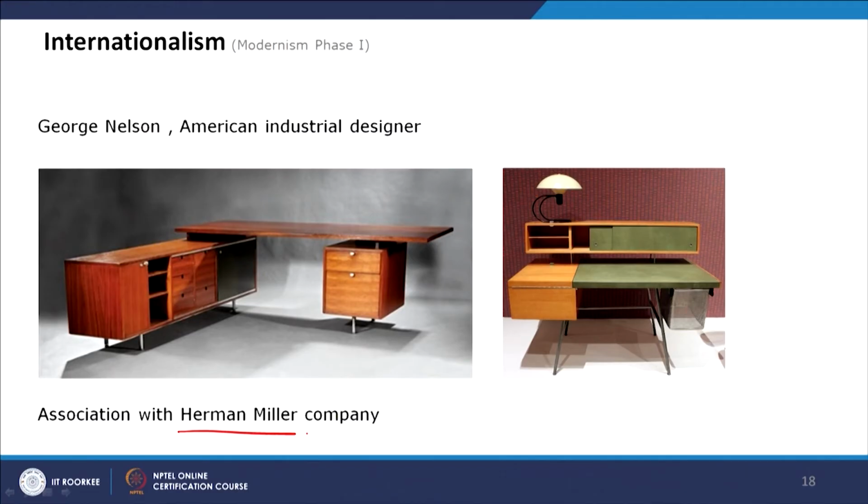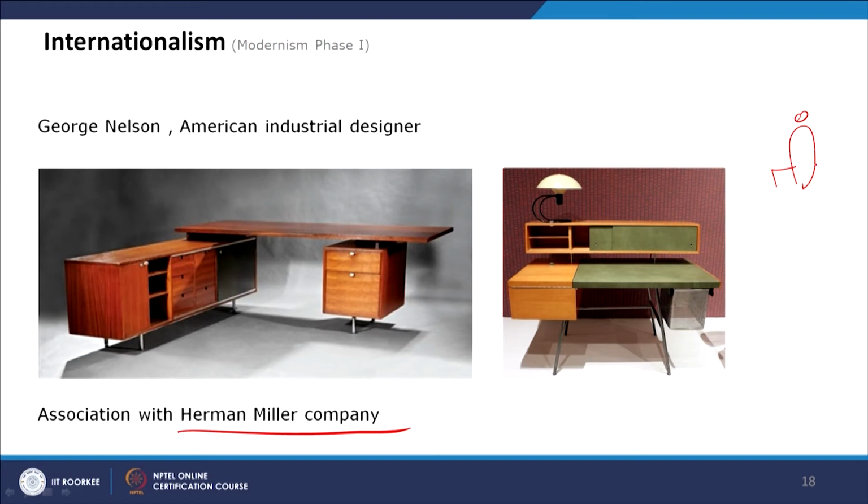Now he was also associated with the Herman Miller company, which has many other famous designers like Noguchi, who was also associated with this company. This Herman Miller company also designed the famous Herman Miller chair, which we see as an office chair, very ergonomic in nature. That chair was not designed by George Nelson, but it is a very famous company in industrial design. So in this design, these two are designed by George Nelson.